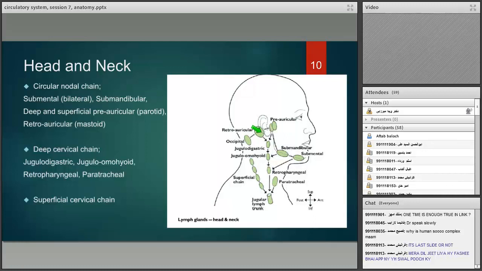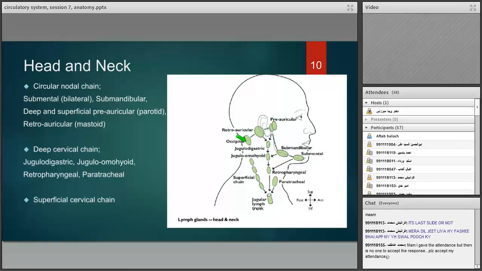These all are called the circular nodal chain because if you follow their direction, we can see they make a circle around the head on both sides. We call them circular nodal chain. Okay, submental on both sides, submandibular on both sides, preauricular on both sides, and also retroauricular and occipital on both sides. These are the circular nodal chain.